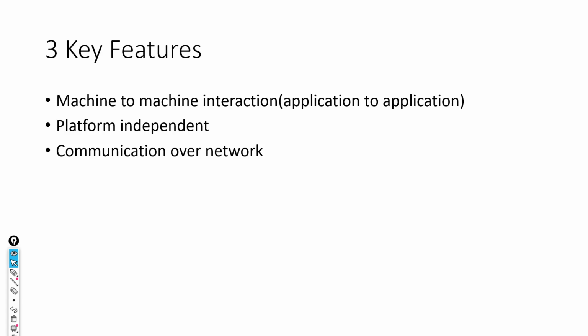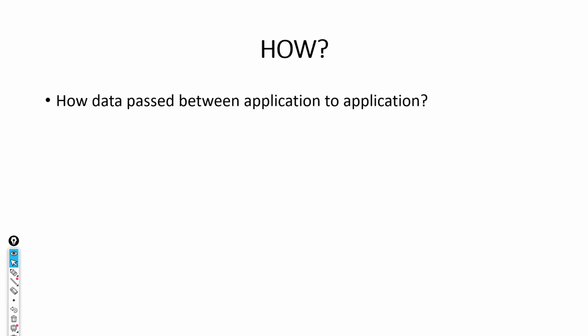In the web services concept, there are three key features: machine to machine interaction, platform independence, and communication over network. The first concept is machine to machine: how a machine talks to another machine. What is meant by platform independent? Communication over network: how data is passed from application to application.